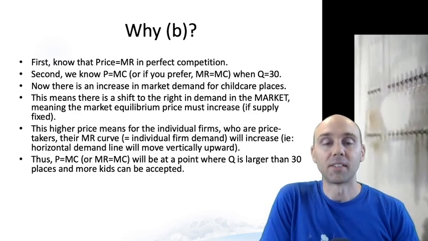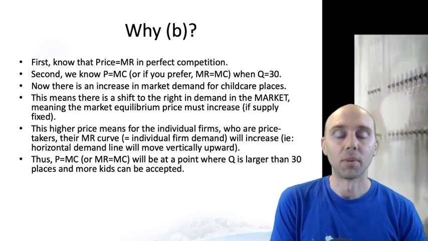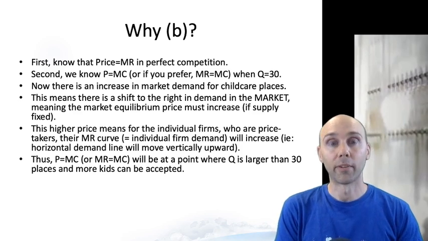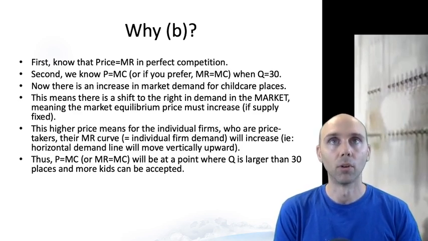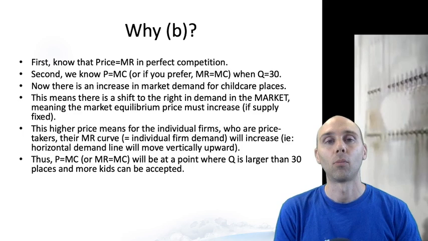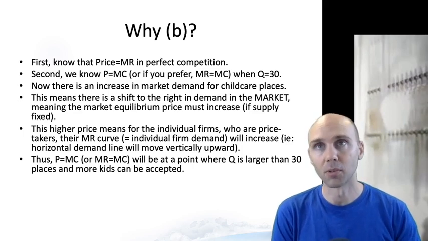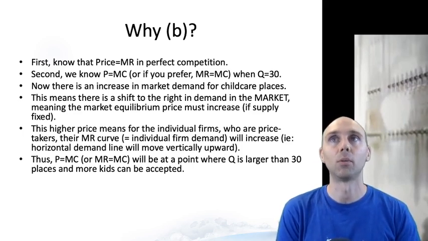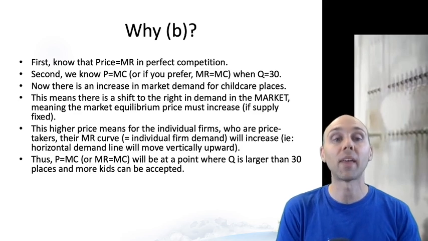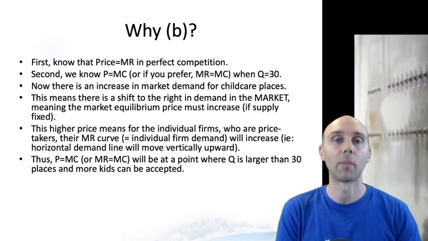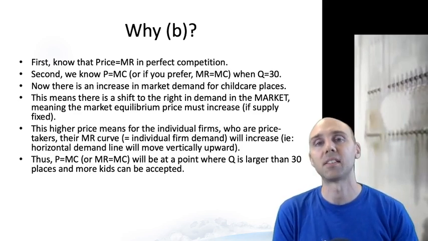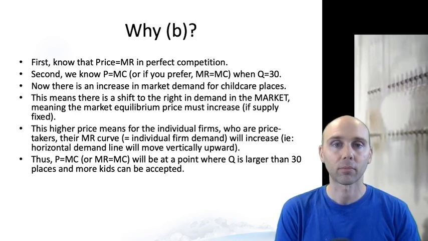We know that price is equal to marginal revenue in perfect competition because that's what a firm can receive from selling one more good. And of course, with marginal revenue being equal to marginal cost, that means price is equal to marginal cost. And we know that that intersection happens for Cubby Playhouse when the quantity is equal to 30.